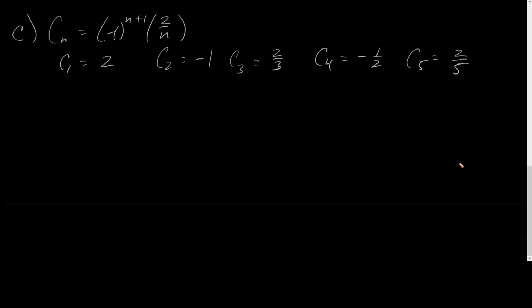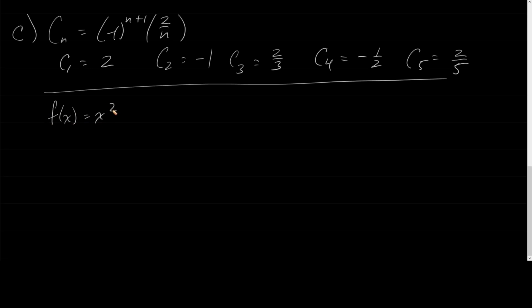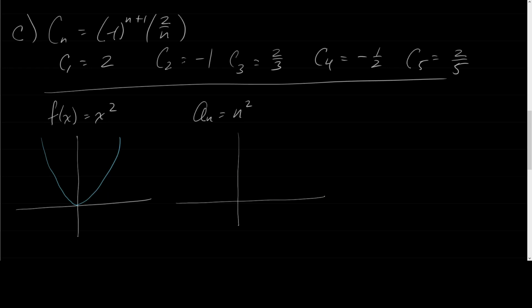So I want to show you the difference between a sequence and a function. If I had f of x is equal to x squared versus a sub n is equal to n squared, these are very similar, but not the same. In here, f of x equals x squared. We already know that looks like this parabola. But if I have a sub n equals n squared, well, that would be this.